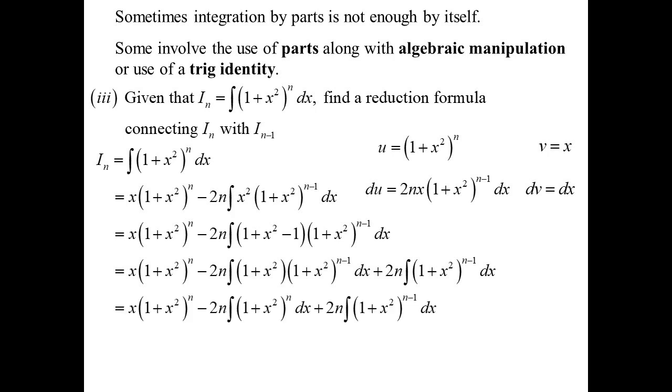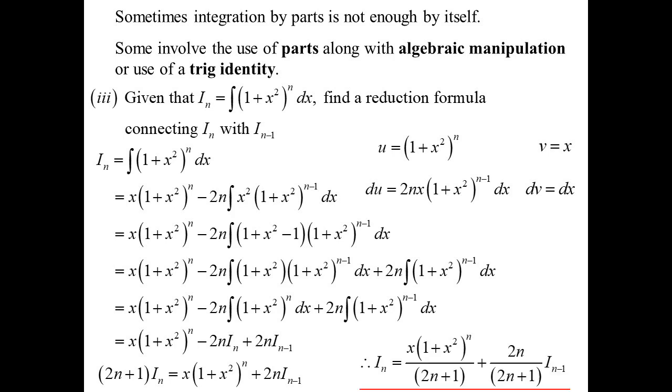Now that first integral is actually to the power of n, but now you can see it's in the form of the I n. So I can sub in, I'll move that 2n in to the left hand side because I'm now looking at it like an equation, and divide by 2n plus 1, we have a formula.